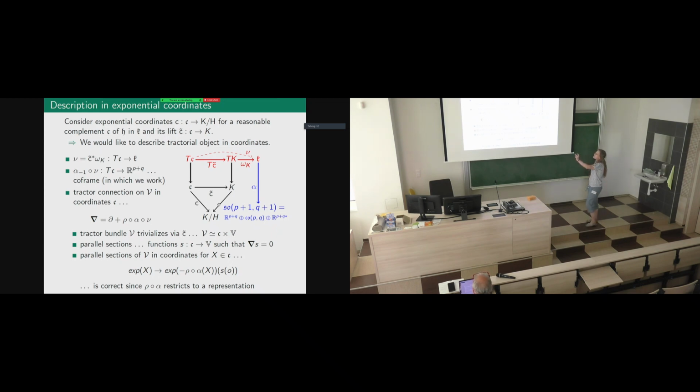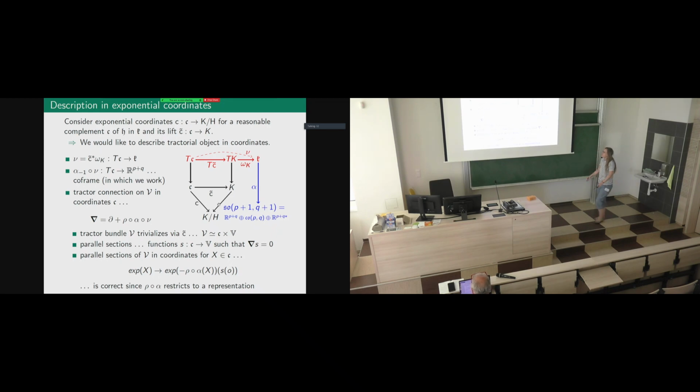We can describe as well the tractor connection in these coordinates. So the tractor connection has this simple form. This del stands for the fundamental derivative part along C, and this rho alpha nu is the algebraic part. Again, the tractor bundle then trivializes in this form, so the bundle can be viewed as C times V. Parallel sections are functions from C to V such that they are parallel.